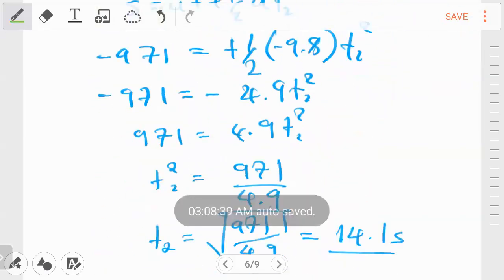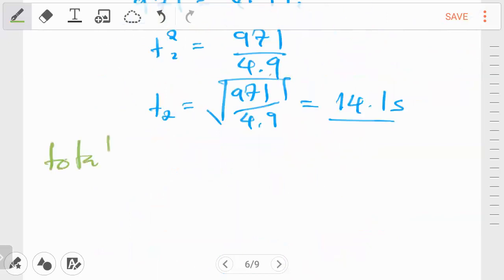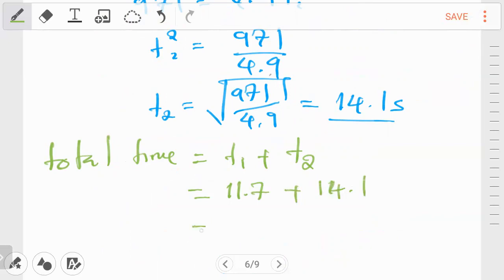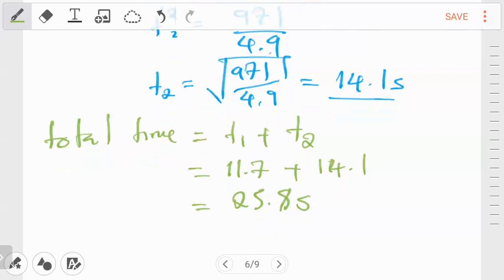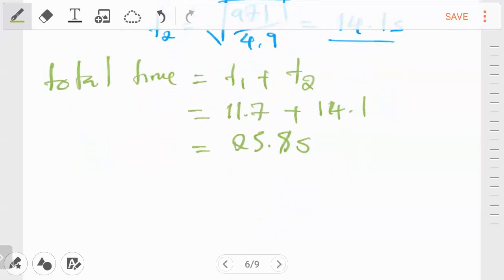Once we've obtained this, now we can get the total time. The total time will be the sum: time for going up, T1, plus time for coming down, T2. Time for going up, we found 11.7. Time for coming down, we just found 14.1. So if you add these two, you get 25.8 as the total time for going up and coming down. So this is the total time of flight.